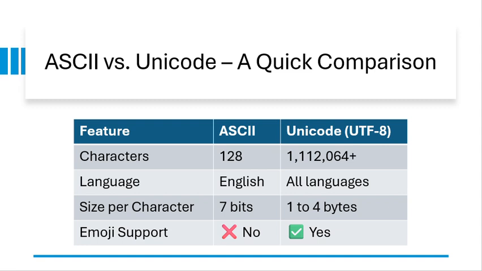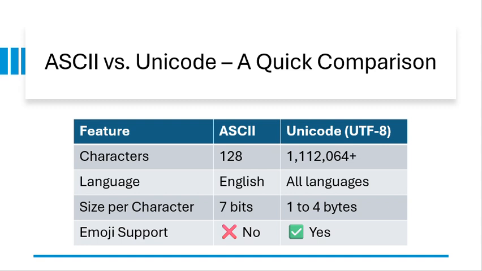Now we'll compare ASCII and Unicode. We'll start with the features like characters, language, size per character and emoji support. In ASCII there are 128 characters, but in Unicode UTF-8, since it uses 8 bits to 32 bits per character, 32 bits can represent 2 to the power 32, which is more than 1.1 million characters in Unicode. Then ASCII is only compatible with the English language, but Unicode is compatible with all types of languages.